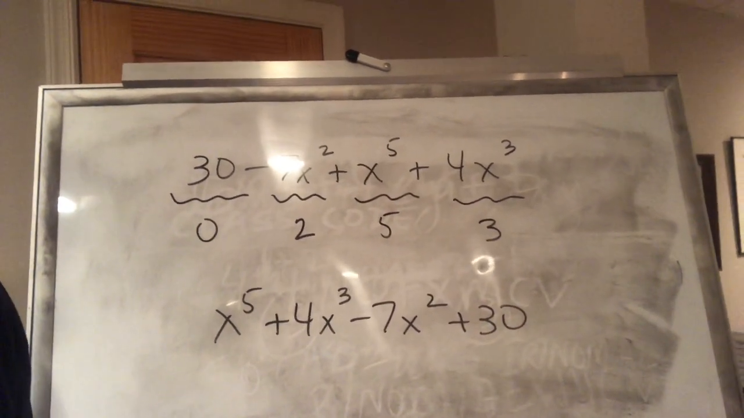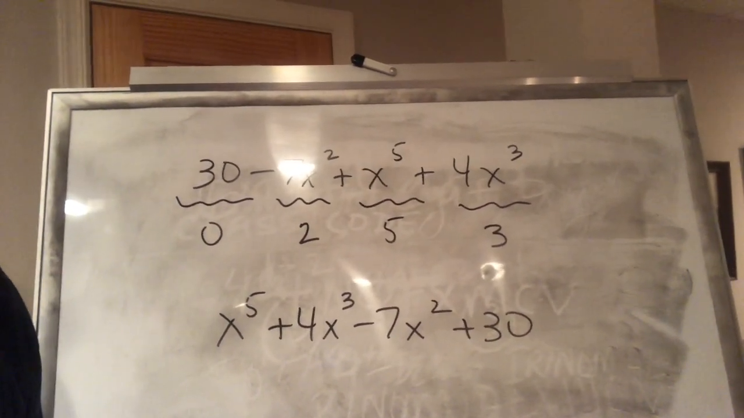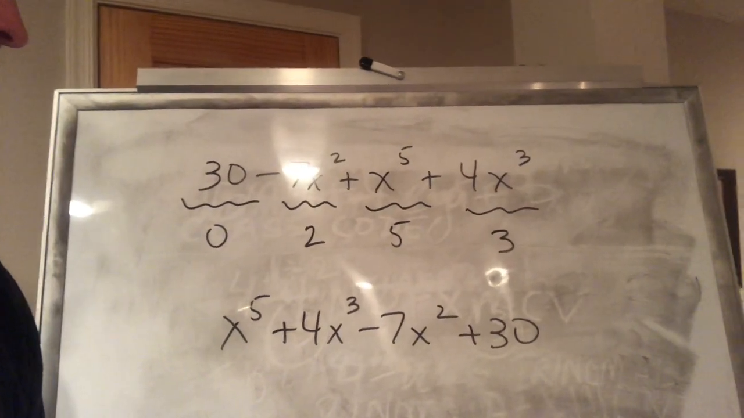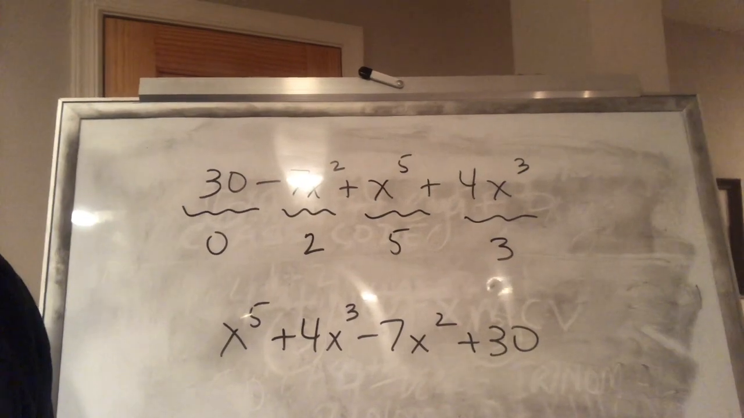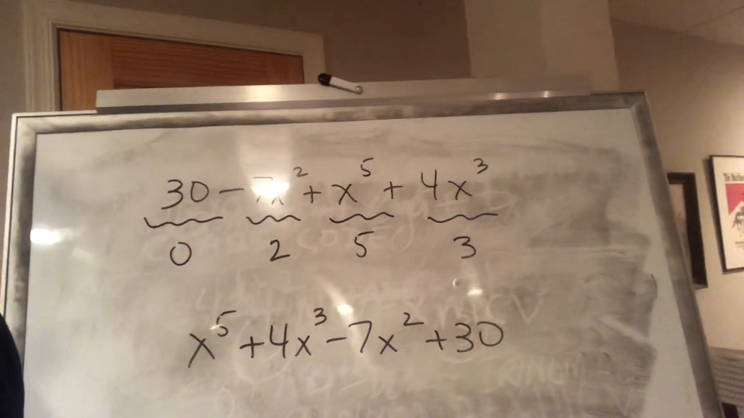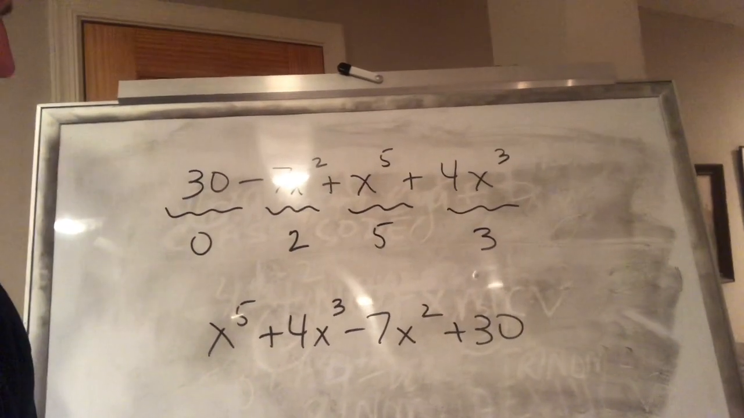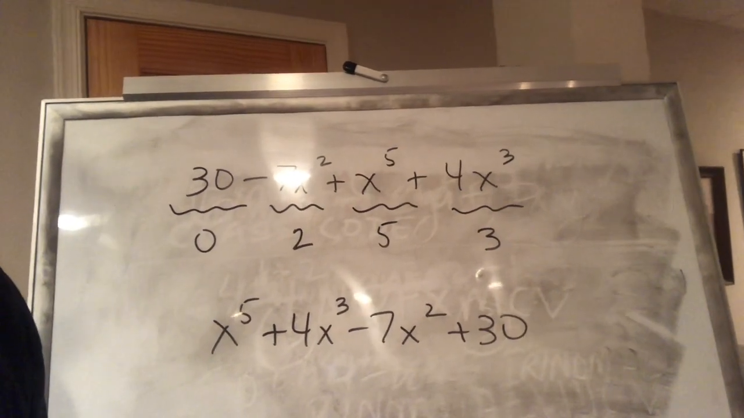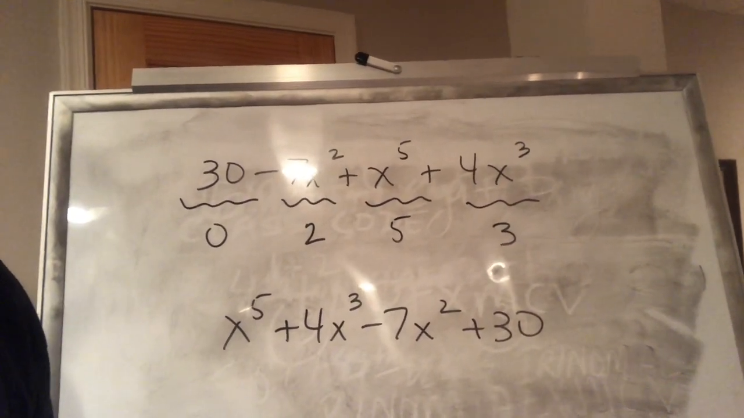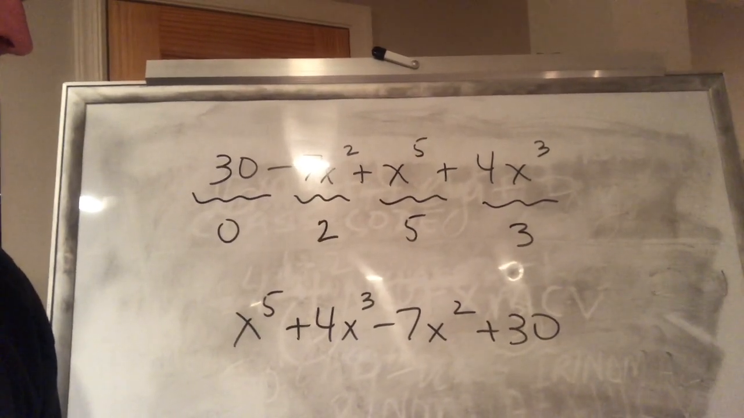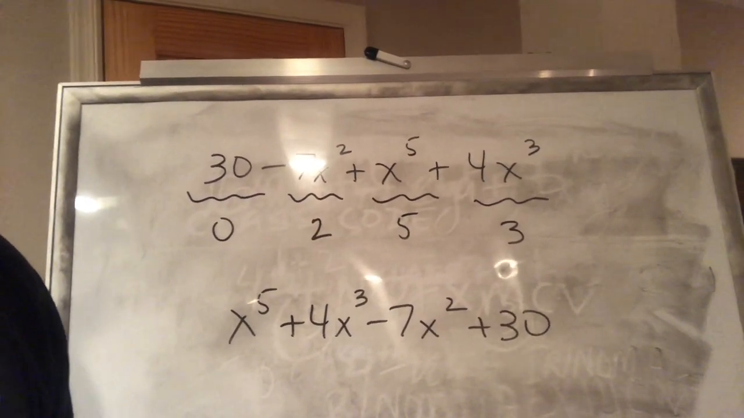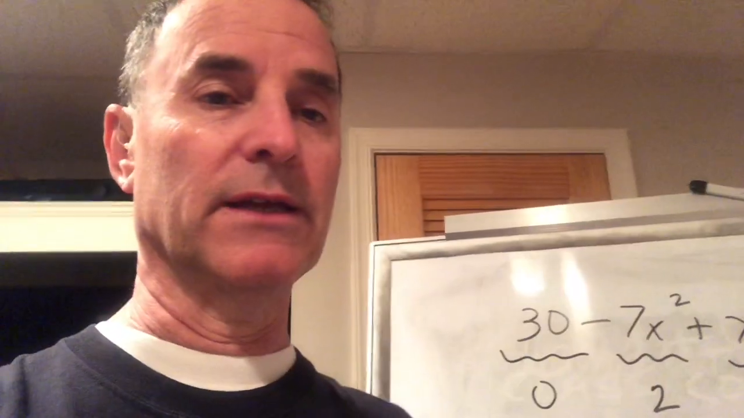Okay, so the first term was 30. That has a degree of 0. Negative 7x squared is 2. x to the 5th is 5. 4x to the 3rd is 3. And when we sort that out and put them in decreasing order, you'd have x to the 5th plus 4x to the 3rd minus 7x squared plus 30.